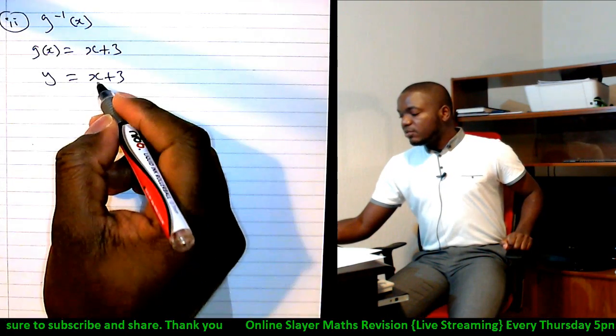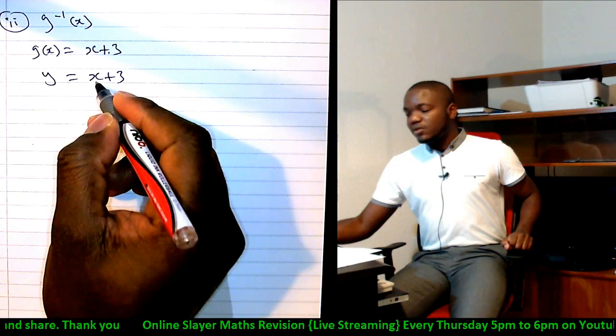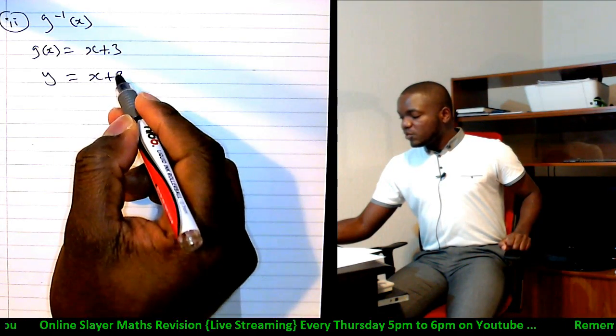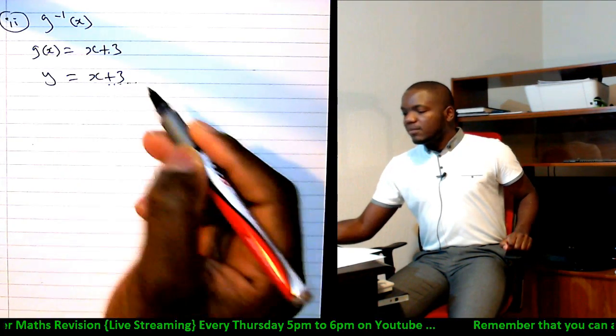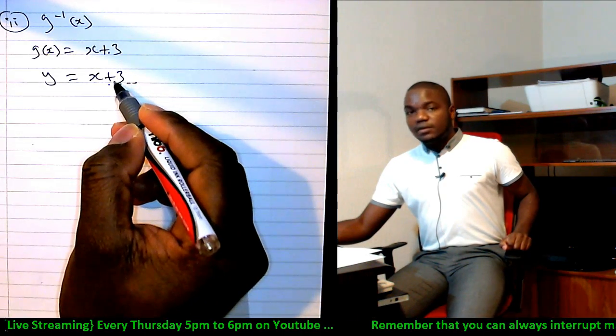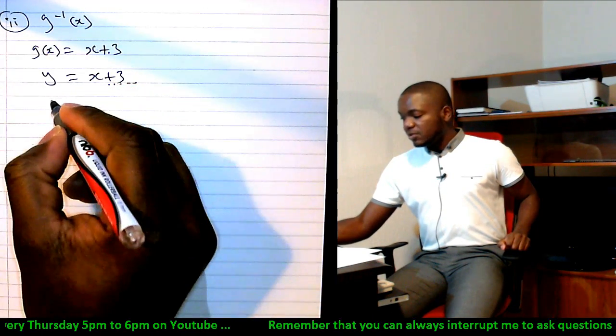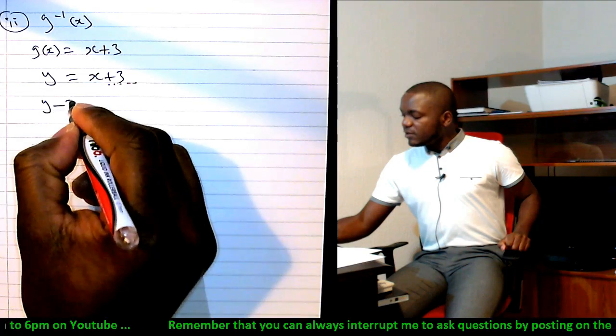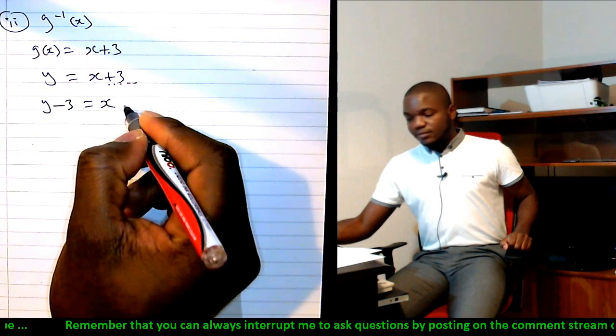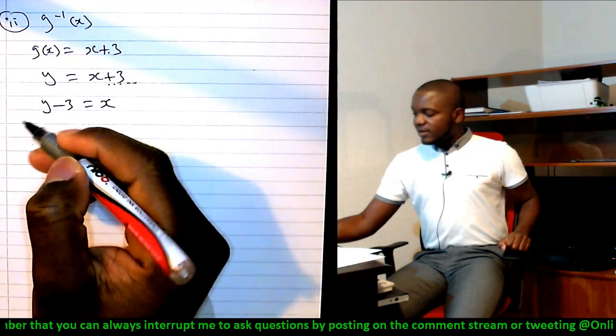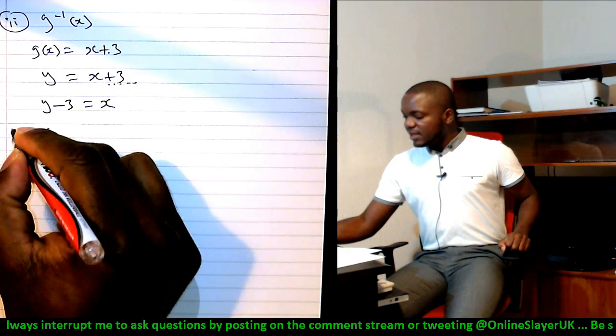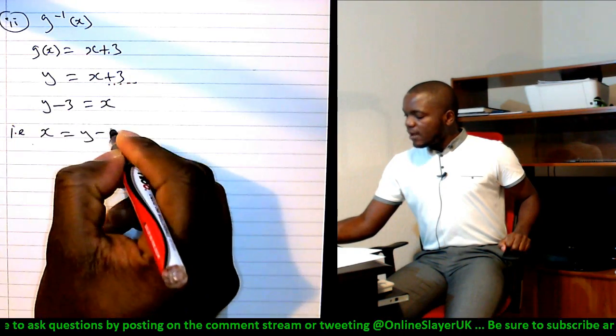So trying to make x the subject of the formula is the easiest thing to do in this case, because there's just one small loose term, plus 3. So I'm just going to subtract 3 from both sides. Trust me, that's what I'm going to do. So it becomes y minus 3 equals x. Let's bring this x to the left hand side. So that is x is equal to y minus 3.